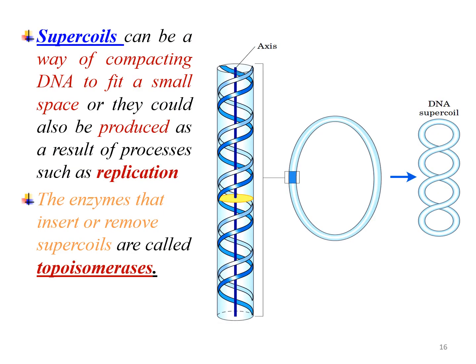Supercoils can be a way of compacting DNA to fit a small space, or they can be produced as a result of processes such as replication. The enzymes that insert or remove supercoils are called topoisomerases. Topoisomerase cuts the strand of DNA for supercoiling purposes. The purpose of supercoiling is that since the DNA is very large, to occupy a small space in our body we have to make supercoiled DNA.